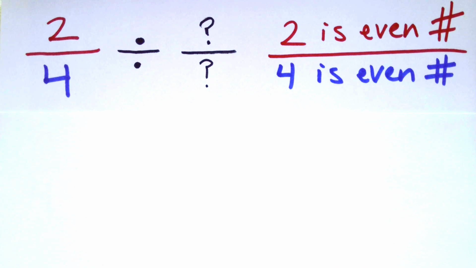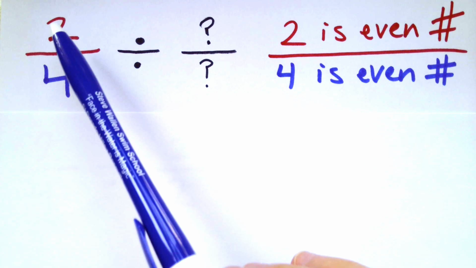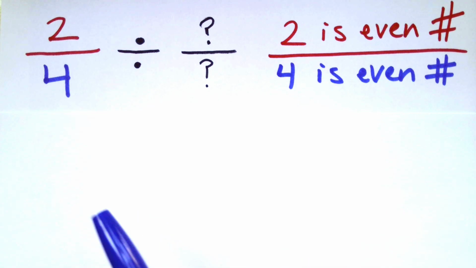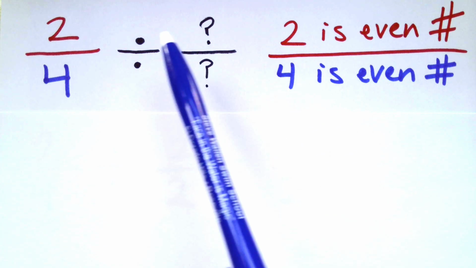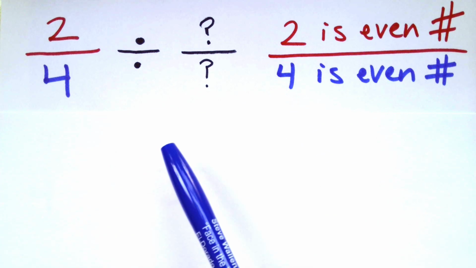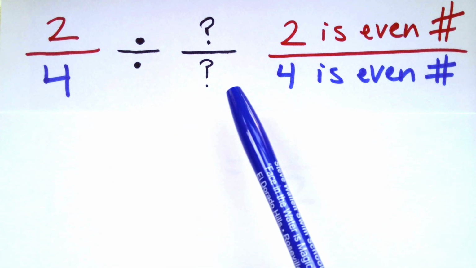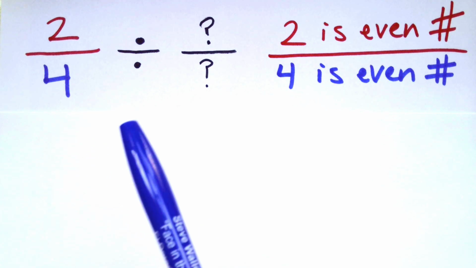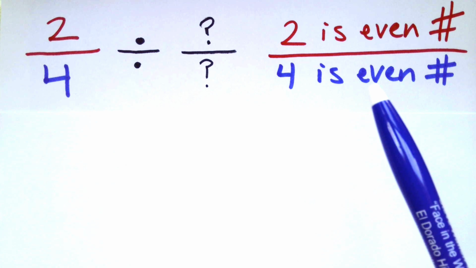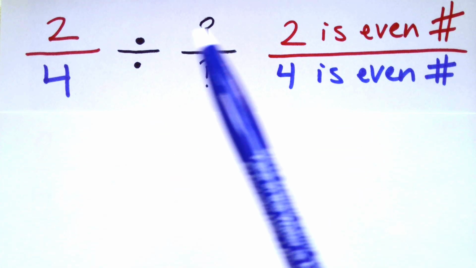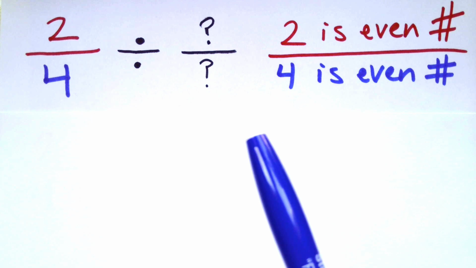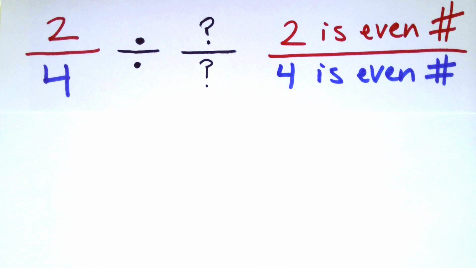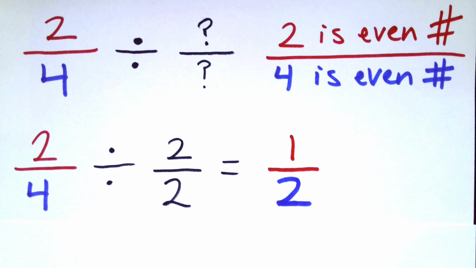Let's take a look at some very basic fractions that we can possibly reduce. So we have 2/4. Is there a number I can divide into the top evenly without a remainder, and that same number be divided into the bottom without a remainder? Well, 4 is an even number, and 2 is an even number. So we're going to use the smallest of even numbers, which is 2.